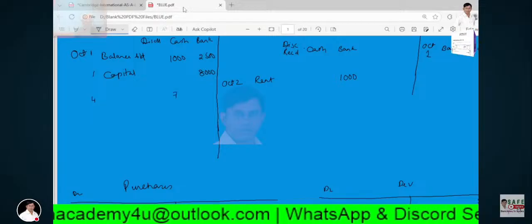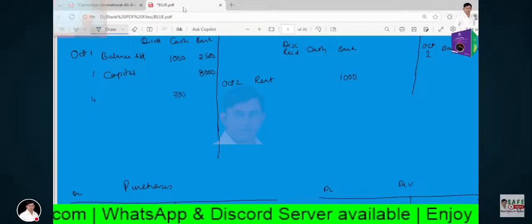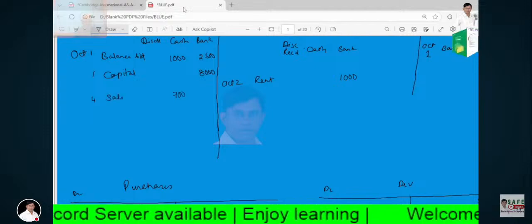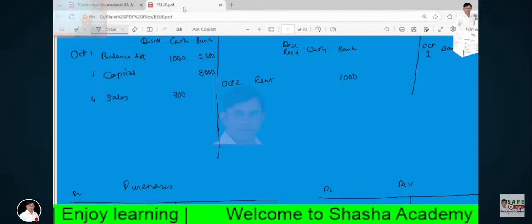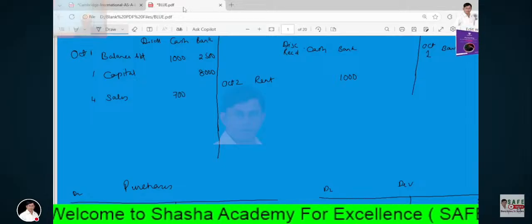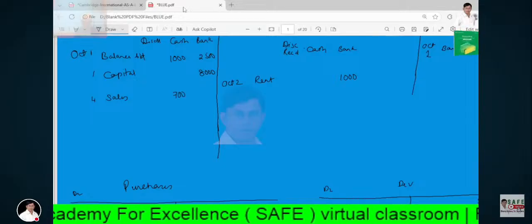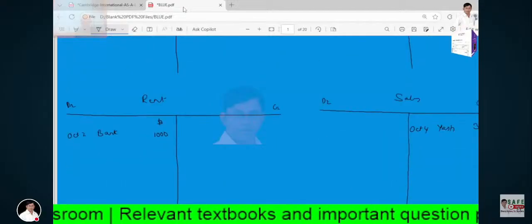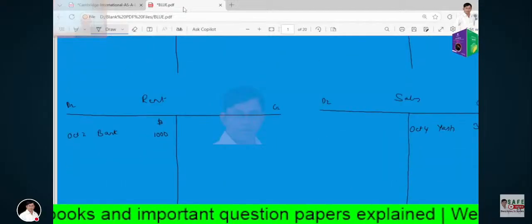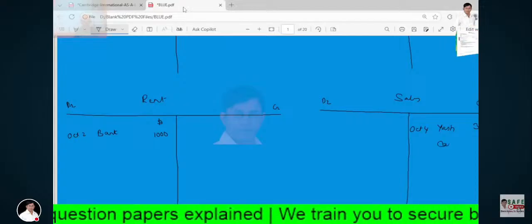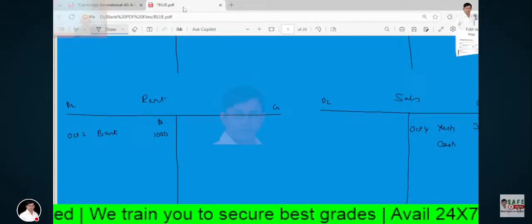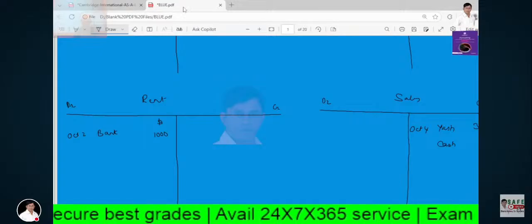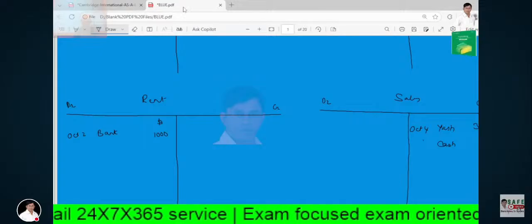Cash sales means money will come in the cash account. Sales. So we are receiving money in cash through sales. So the sales account will be credited on the opposite side. Sales account. So cash, how much? 700. 4th.